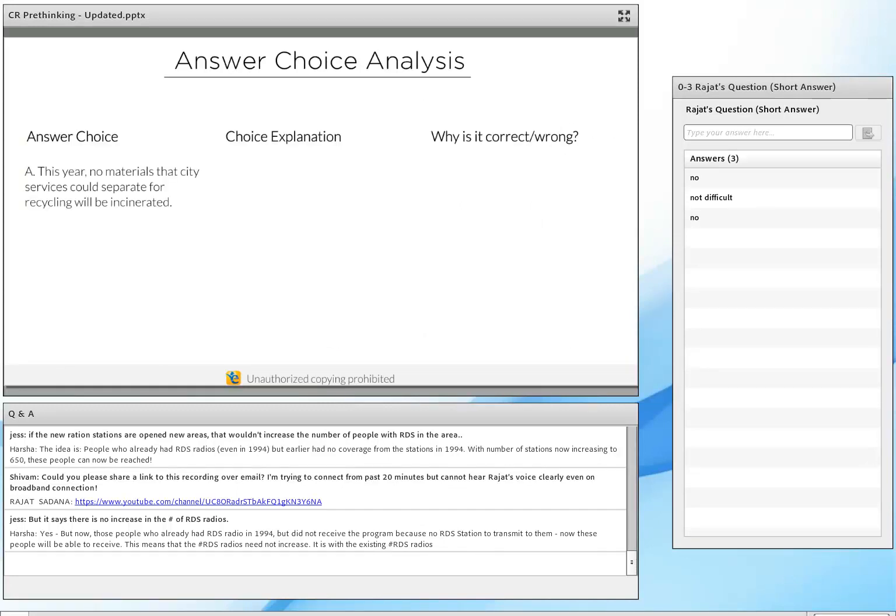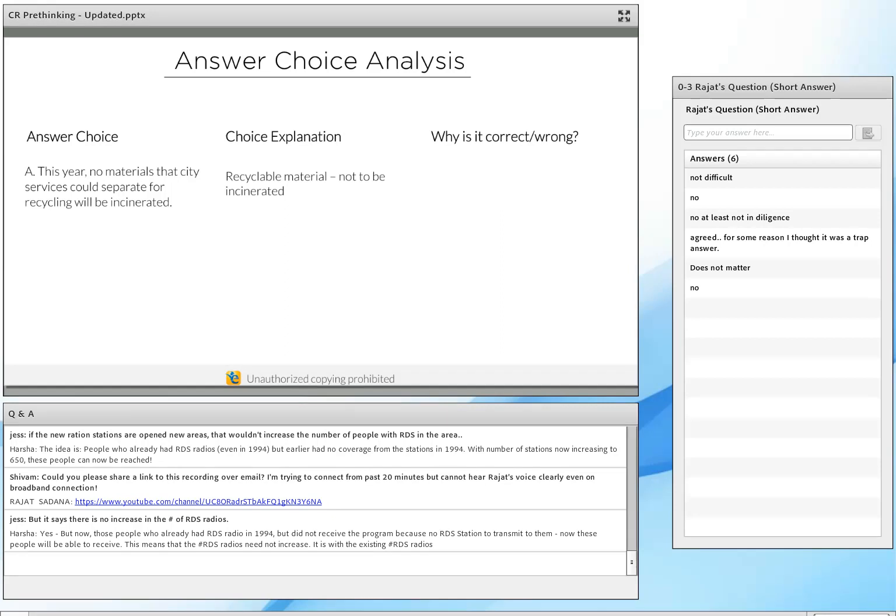Okay, let's look at answer choices. Choice D is the correct answer. Let's look at answer choice A. Choice A says, this year, no material that city services could separate for recycling will be incinerated. This is one of the few questions in which you have an inference which comes in the answer choices in an assumption question.